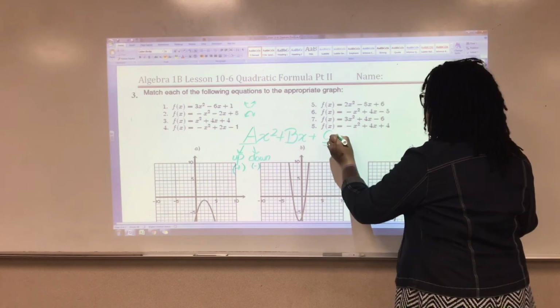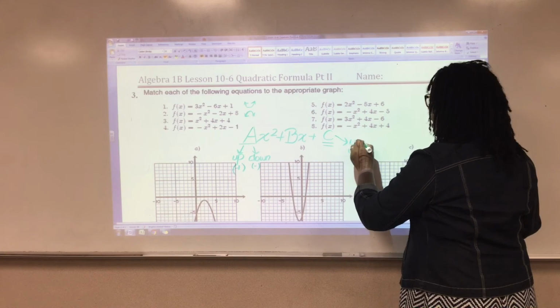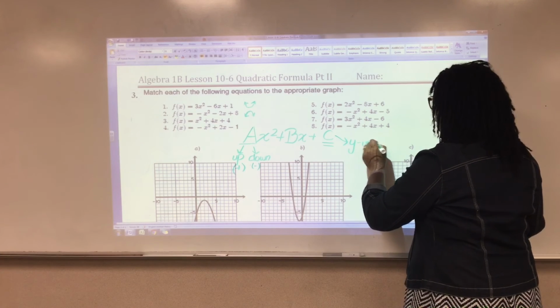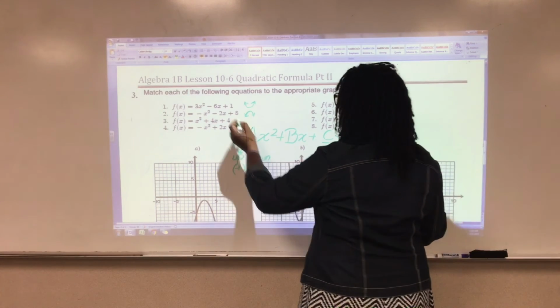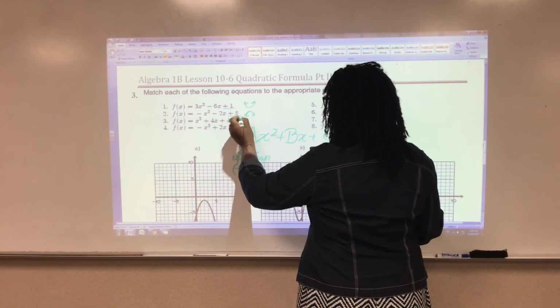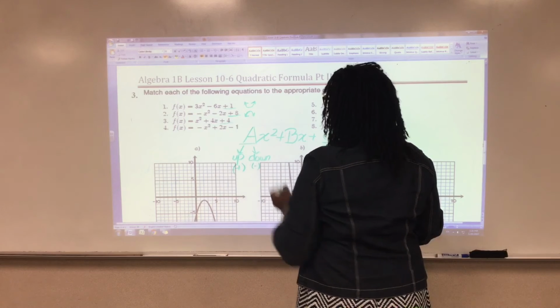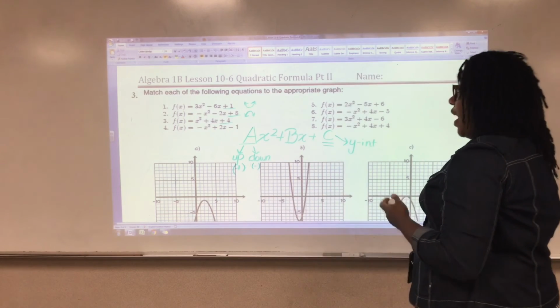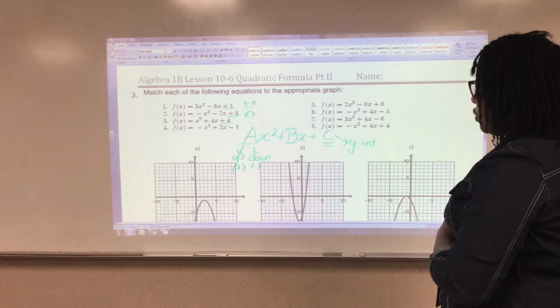C is very important because it gives you your y-intercept. The y-intercept is always at the end. So your y-intercept for number 1 is 1. Number 2 is 8. 3 is 4. So that's very helpful. That helps you be able to match your graphs.